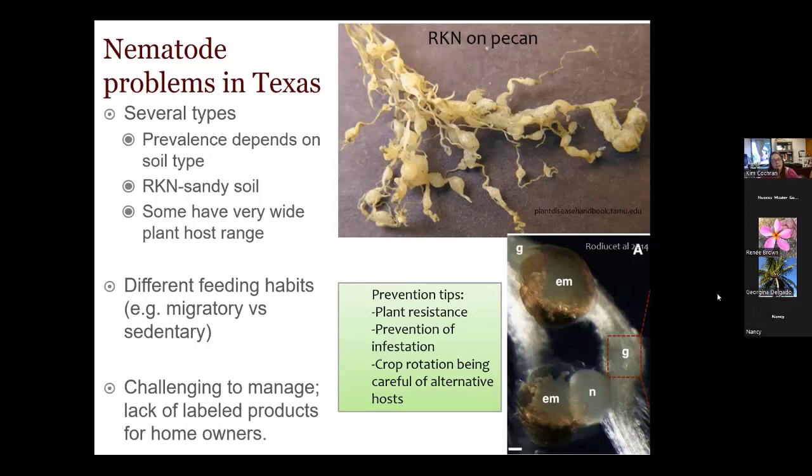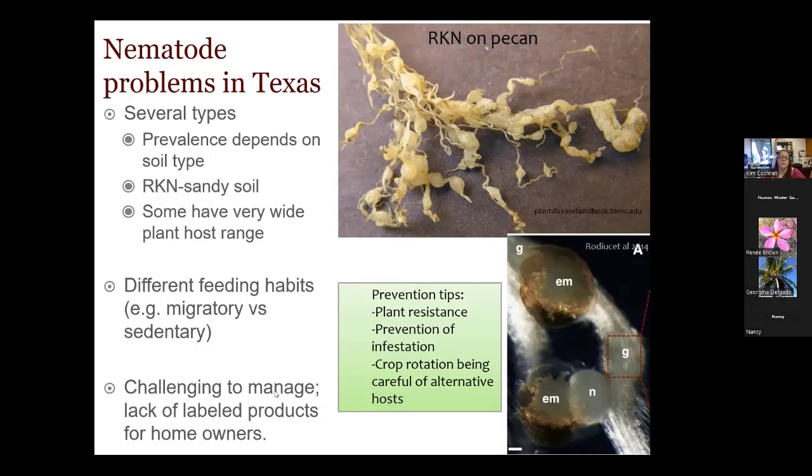So very different type of damage to the roots than repeated feeding sites, right? So our life cycle has a big impact in how the damage is manifested. So that's the main thing to take away from that.